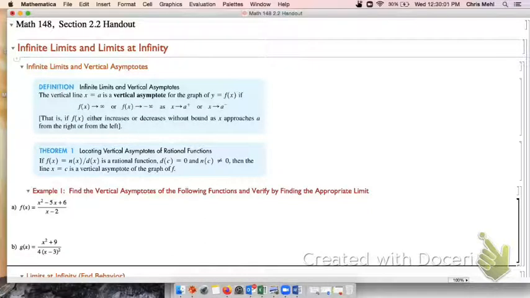Alright, hi everybody. I am now about to cover, I'm still going to be talking about limits. This is section 2.2 in the textbook. It is entitled Infinite Limits and Limits at Infinity.